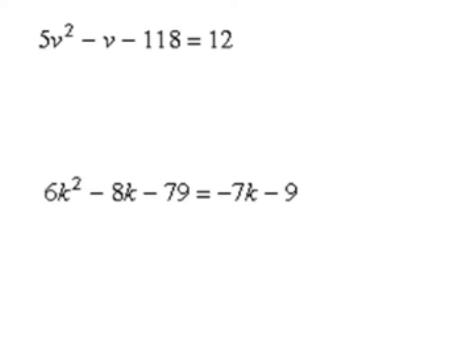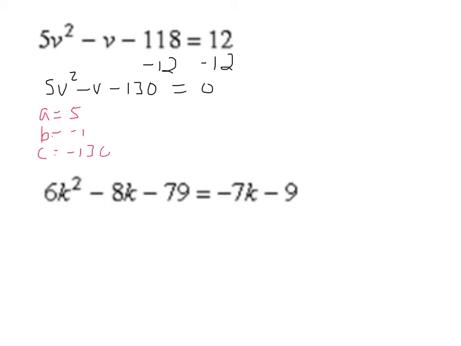Section 3, Video 3. Now these two questions we'll do together because they're very similar. They have some work that needs to be done to prep it first before we can use the quadratic formula. In the first one we have to subtract 12 from both sides. And in doing so we have 5v squared minus v minus 130 equals 0. So our a will be 5, our b will be negative 1, and our c will be negative 130.